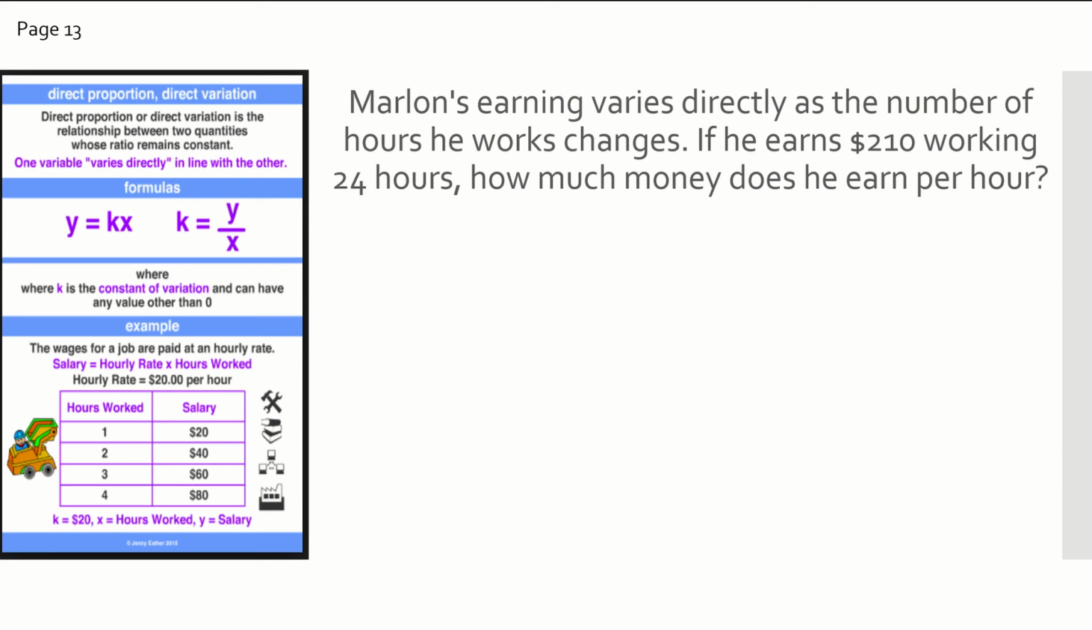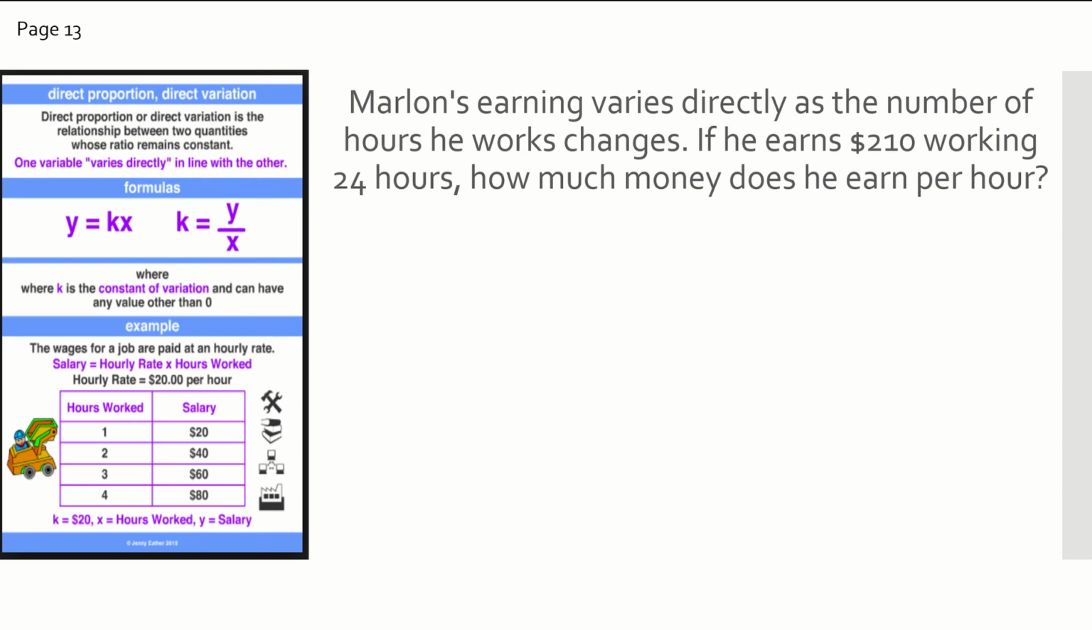Algebra 1 EOC Star Review, Category 3, Direct Variation. Direct variation or direct proportion is a relationship between two quantities whose ratio remains constant. So when one variable varies directly, those are the key words that you're going to see, varies directly in line with the other. The formula is y varies directly with x.